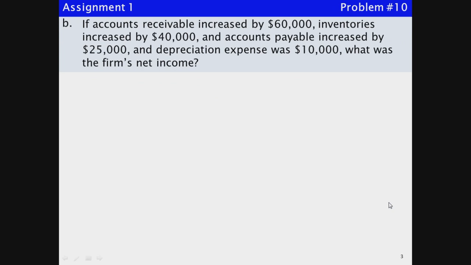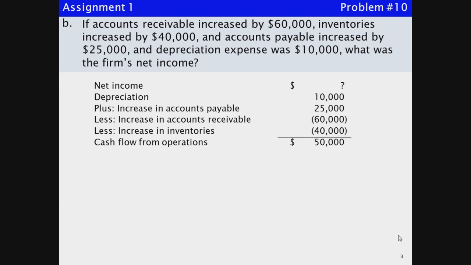Now, in Part B, if accounts receivable increased by $60,000, inventories increased by $40,000, and accounts payable increased by $25,000, and depreciation expense was $10,000, what was the firm's net income? Well, what we're going to do here is use the indirect method to construct the cash flow from operating activities, and we'll back into the net income.